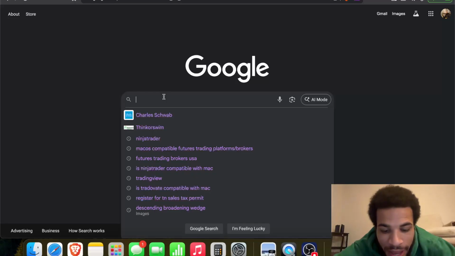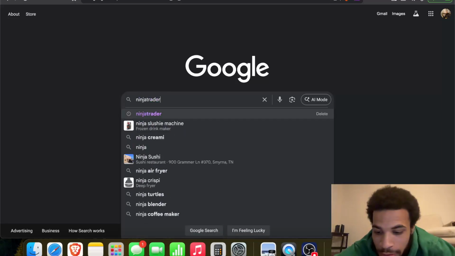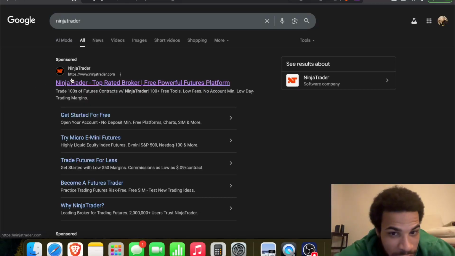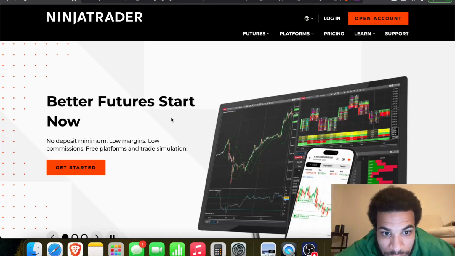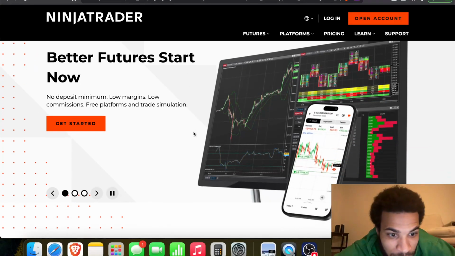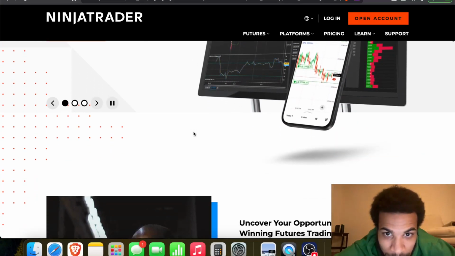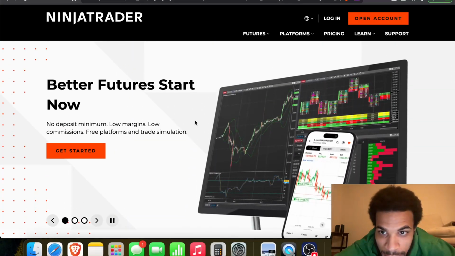If you have a Windows computer, one of the best platforms or brokers that you can use to set up for trading futures is NinjaTrader. This is a really good one to use. I recommend whatever platform you decide to go with, always go through and read about the platform, right? See about it. And then if you want to open up an account.